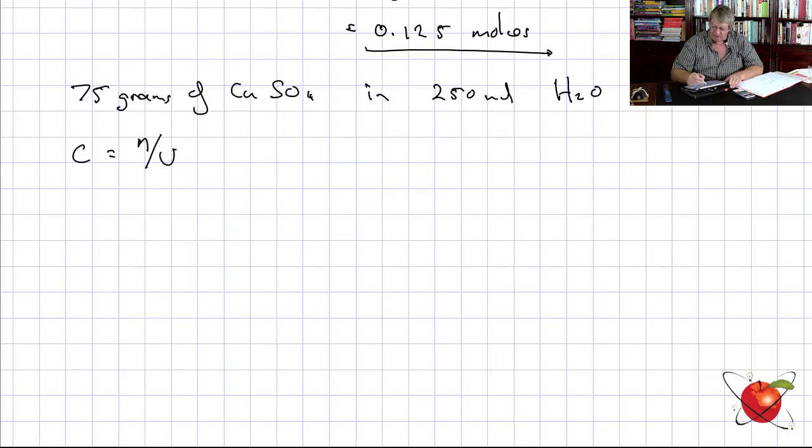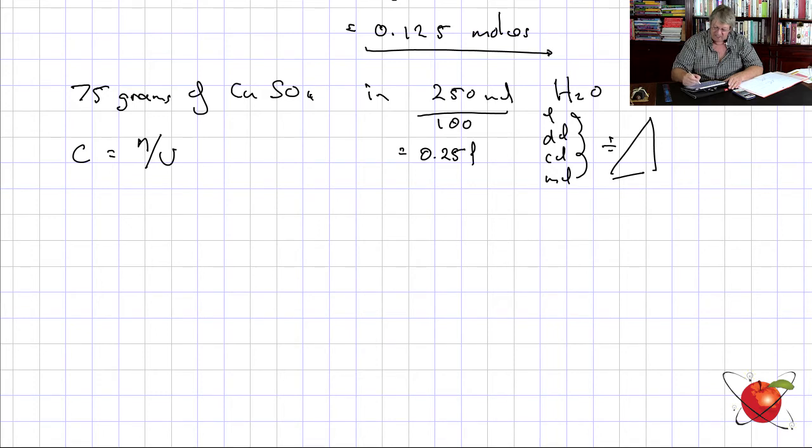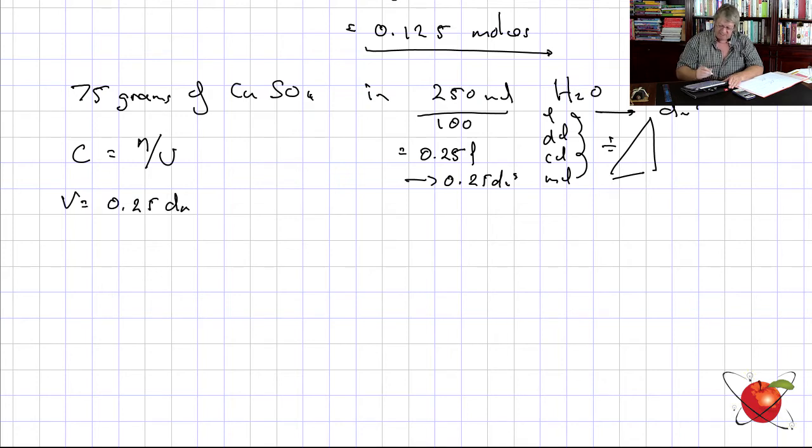The concentration is n over V. First thing, milliliters, we need to convert it to cubic decimeters. So we say milliliters, centiliters, deciliters, liters. We're going up 1, 2, 3. We go up, which means we make smaller, therefore we divide by 10, 100, 1,000, which is equal to 0.25 liters, which then goes across to cubic decimeters, which is 0.25 decimeters cubed. Volume, done. Volume is equal to 0.25 decimeters cubed.